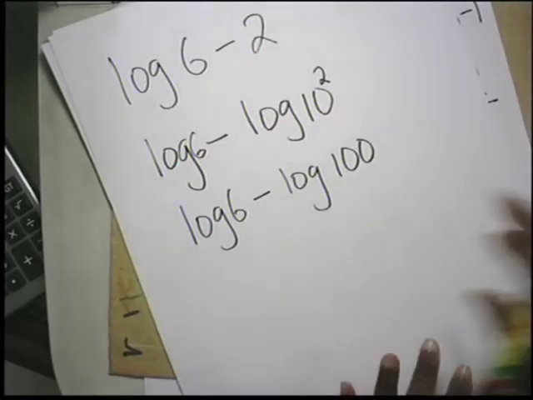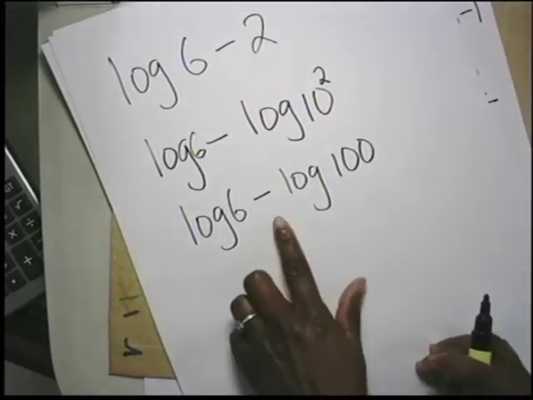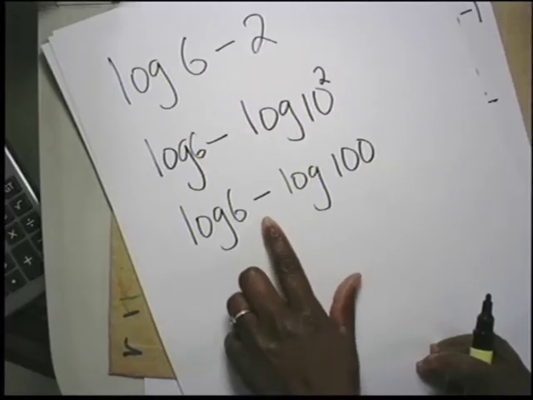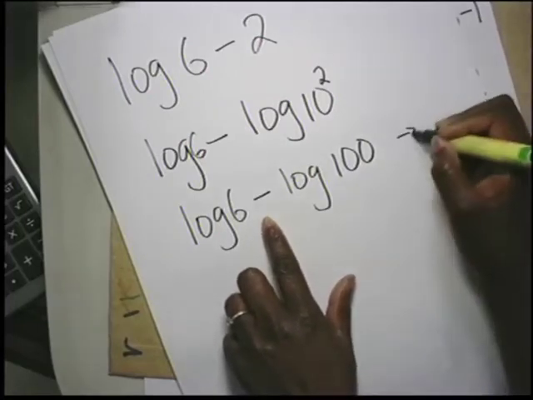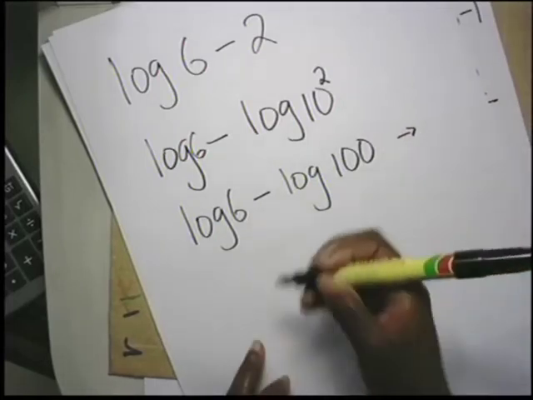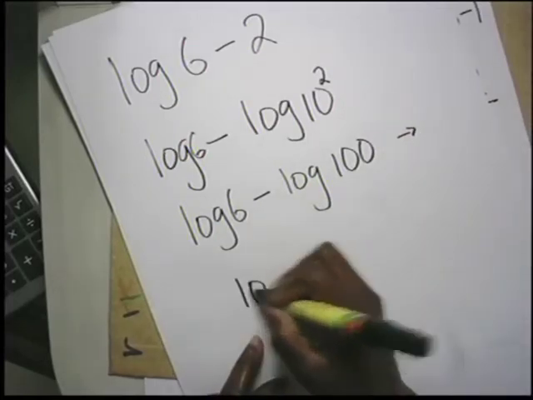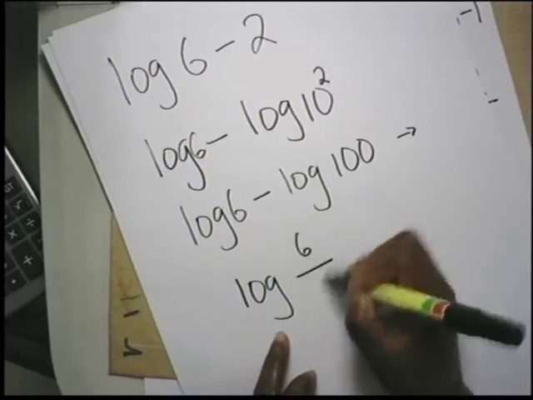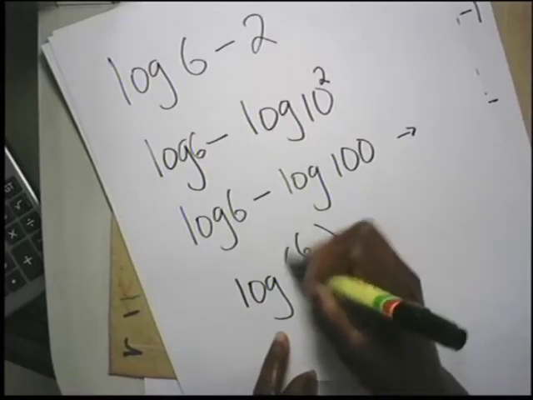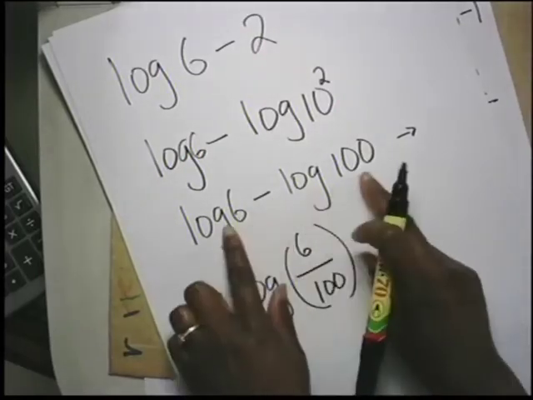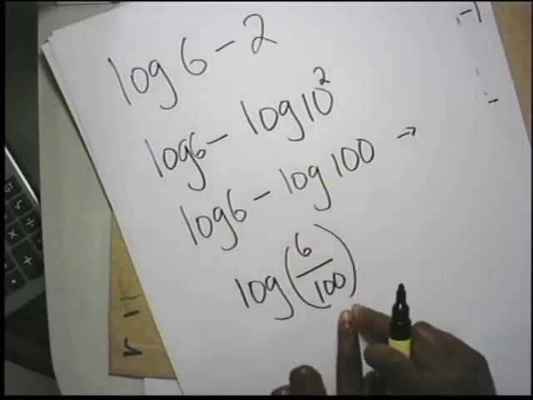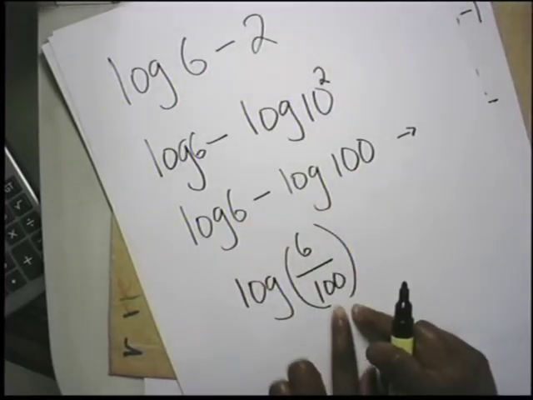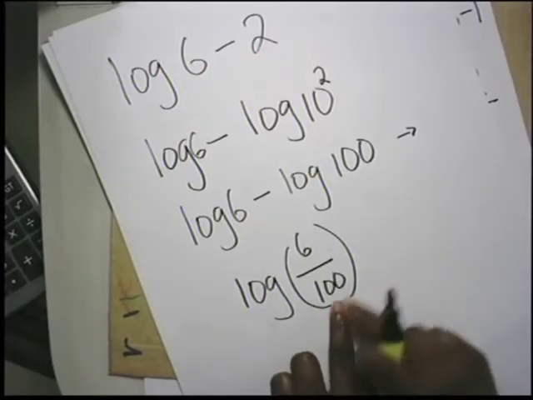If you go back to our laws, when do we have a subtraction? This is similar to the quotient law. So we must use the quotient law. The quotient law says this is going to be log 6 over 100. If you have a subtraction, it's the same rule, it's a quotient law. This is going to be log 6 over 100, and then you just have to simplify this one.